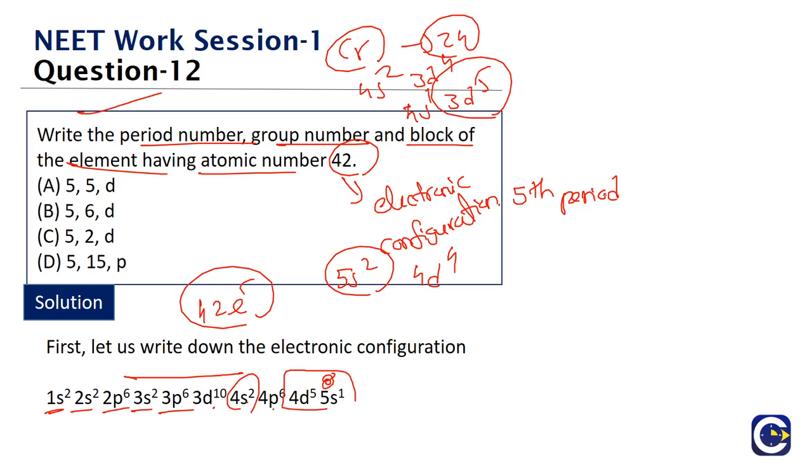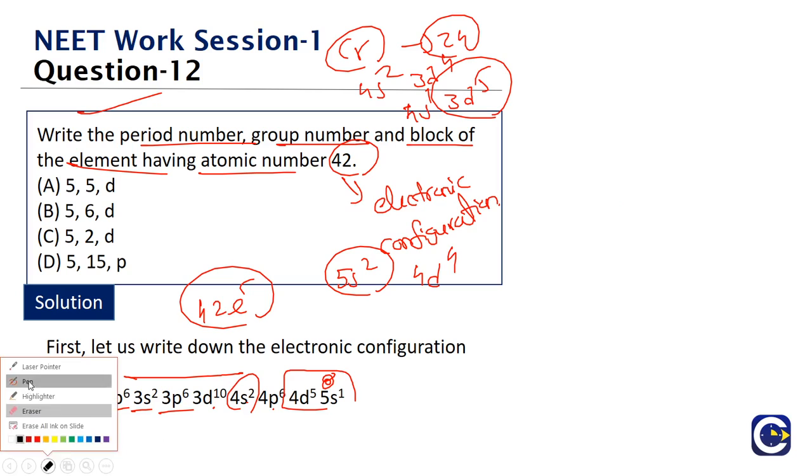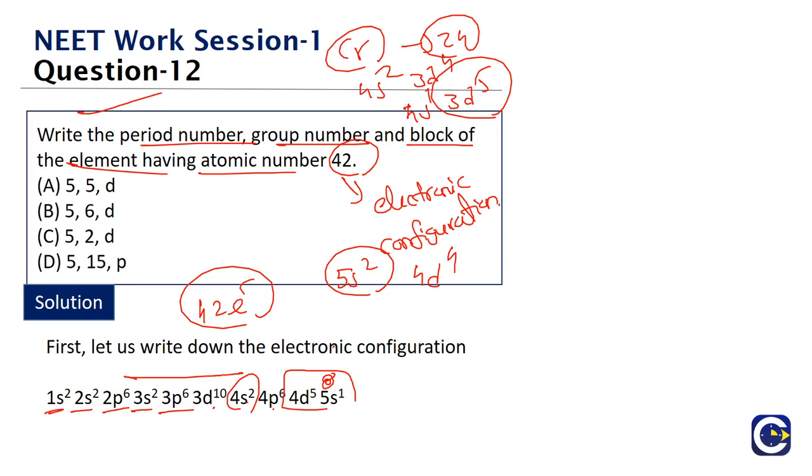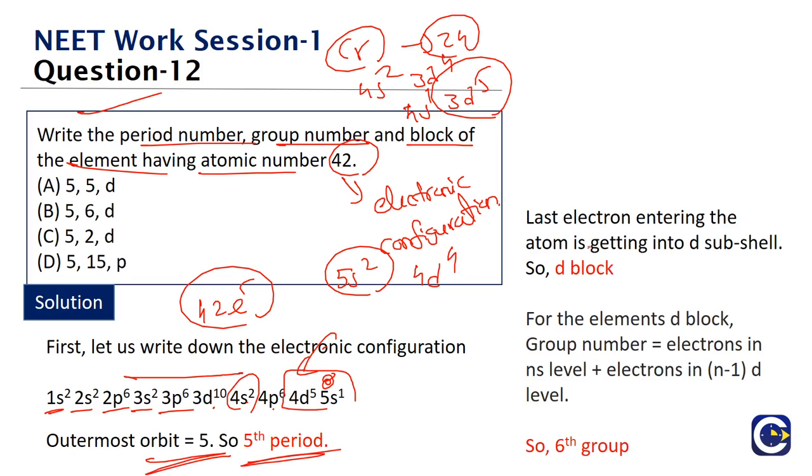Okay, and we have to tell what is the group number. So if you look at the element, which block does it belong to? Because we are filling the electrons into the 4d. It belongs to the d block. So the outermost orbit is the fifth orbit, so it is a fifth period element. And the last electron is getting into the 4d subshell, so it is a d block element.